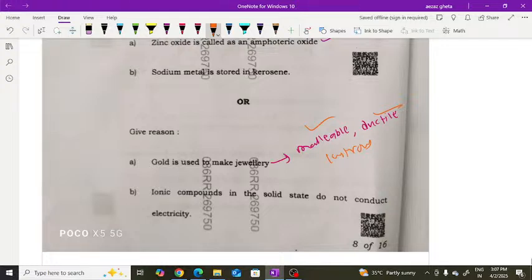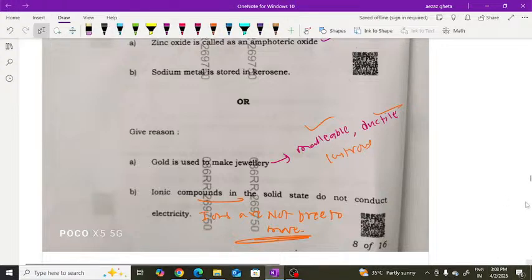Ionic compounds in solid state do not conduct electricity. What is the reason, Nikhil? Ionic compounds do not conduct electricity because ions are not free to move in solid state, so they do not conduct any electricity. Understood?